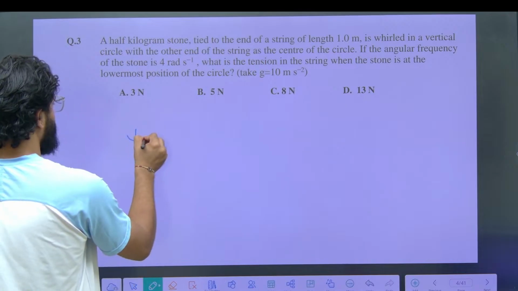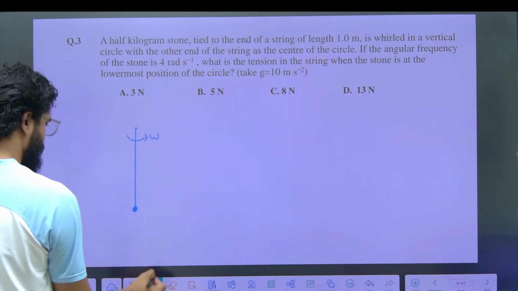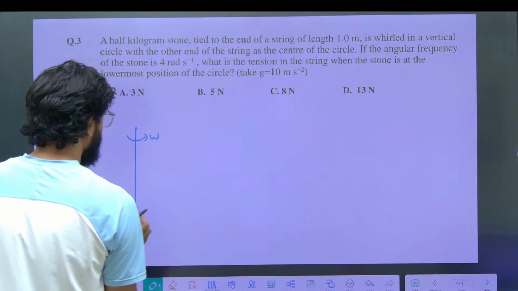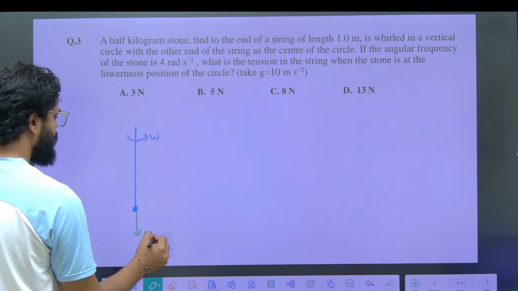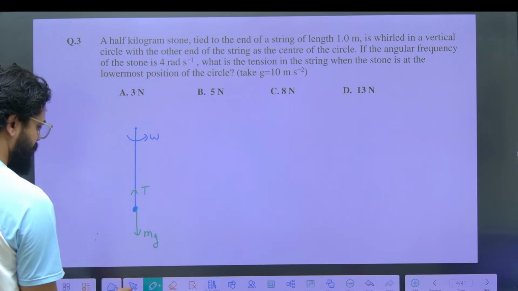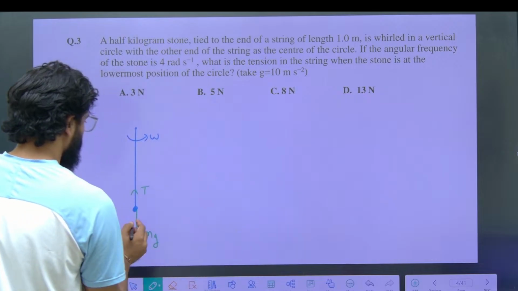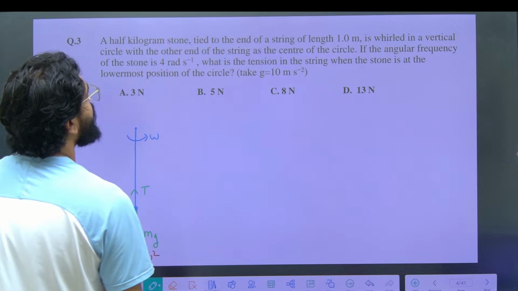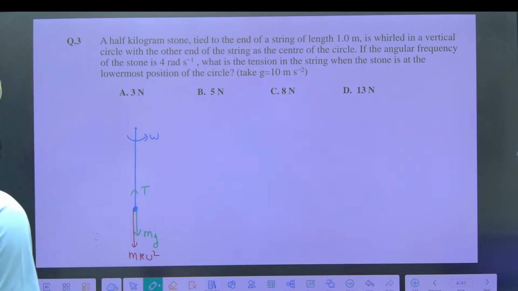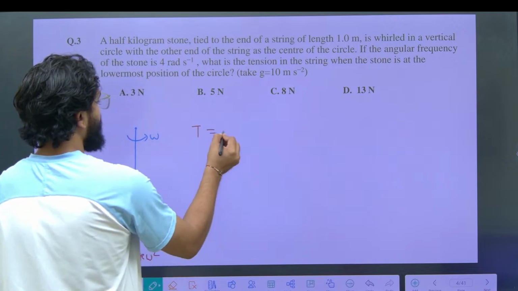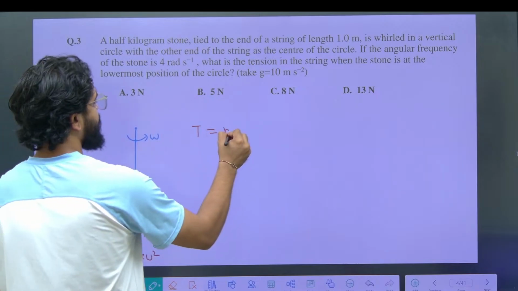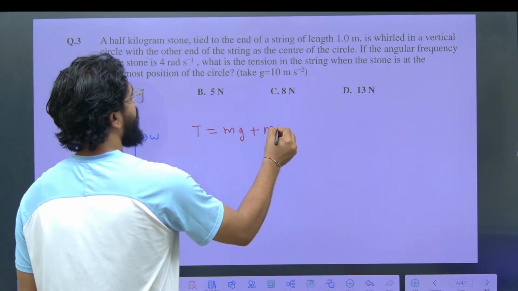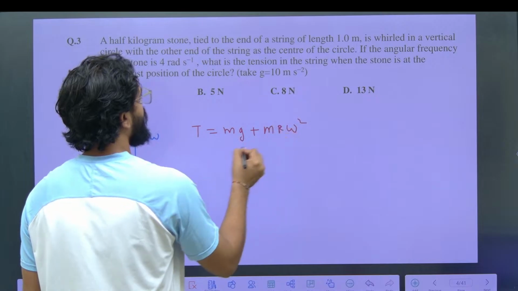If it is rotated with omega, how many forces will be there? Mg will be there, tension will be there, and Mr omega square will be there. They are asking for the value of tension. Clearly at the lowest point, tension will come out as Mg plus Mr omega square. Yes or no? Let's put the values.